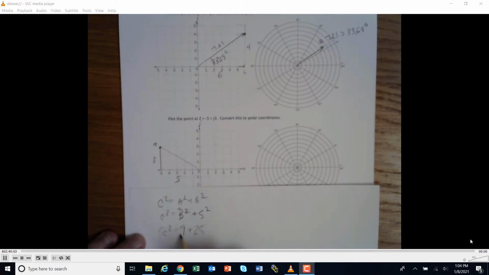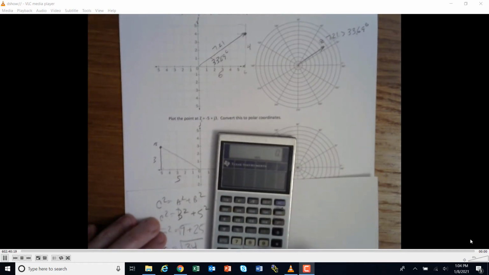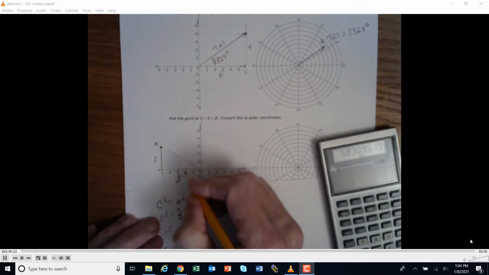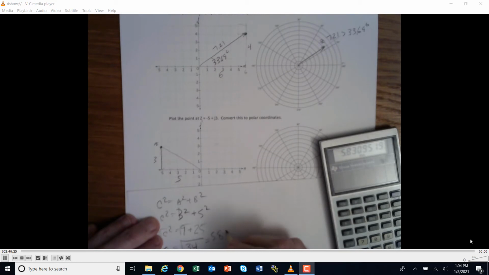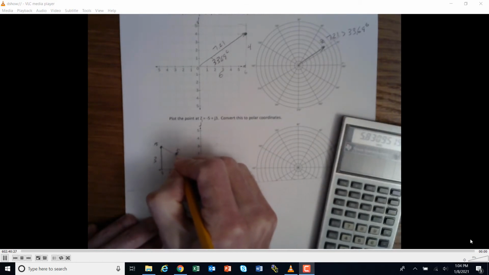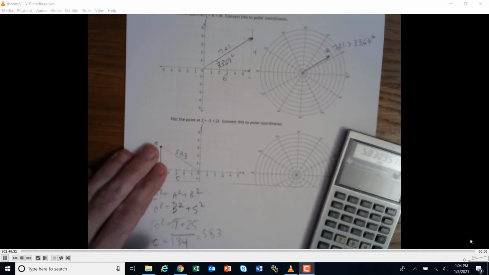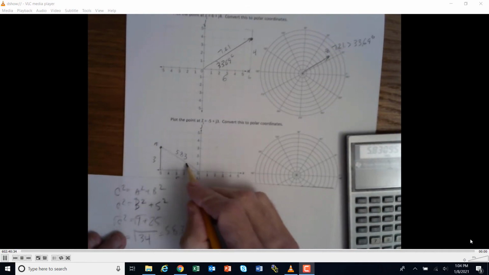So if I take the square root of these, I get c, and I'm taking the square root of this side here. So 9 plus 25 is, looks like, 34. So if I take the square root of 34, I get 5.83. Okay? So that's how long this side is right here. Great. Now I need my angle right here.